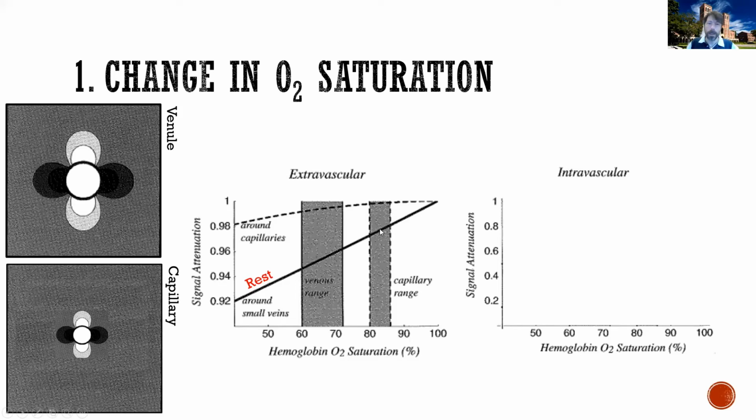Okay. Now, what happens with activity? Well, suddenly a lot of oxygenated hemoglobin has gone right here. So this is where we started. Now, oxygenated hemoglobin comes here, and suddenly the field around the blood vessel is now very smooth, right? And that is this line up here, the active line.